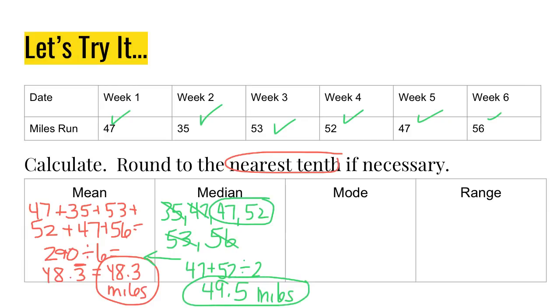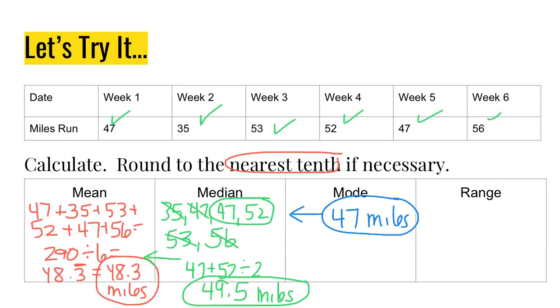All right, mode. I want to know which happened most often. And something interesting happens when you put things in order. You get to see which has been paired up or happens more often. So in my numbers, it looks like 47 happened twice. That is more than any other number. So the mode is 47 miles. So your work on median can actually be your work for mode as well.